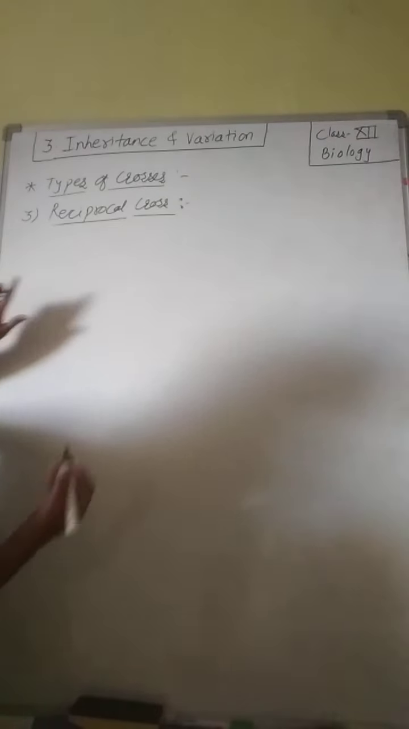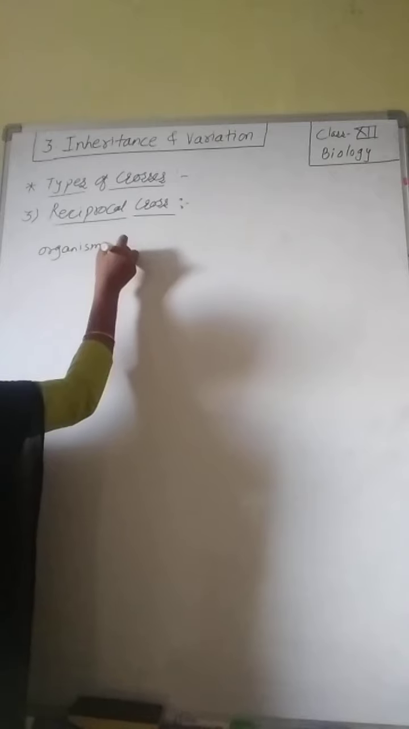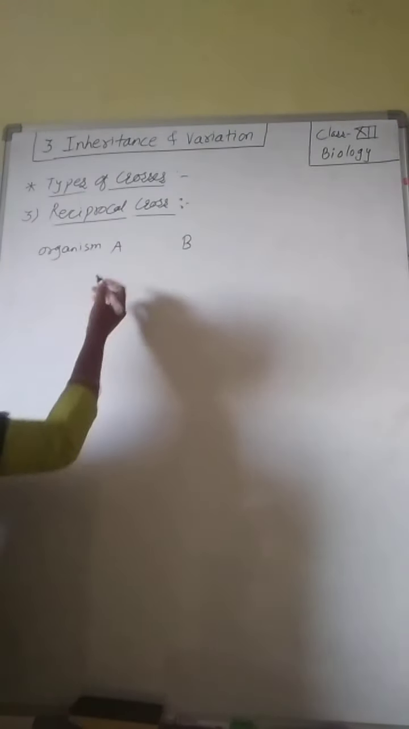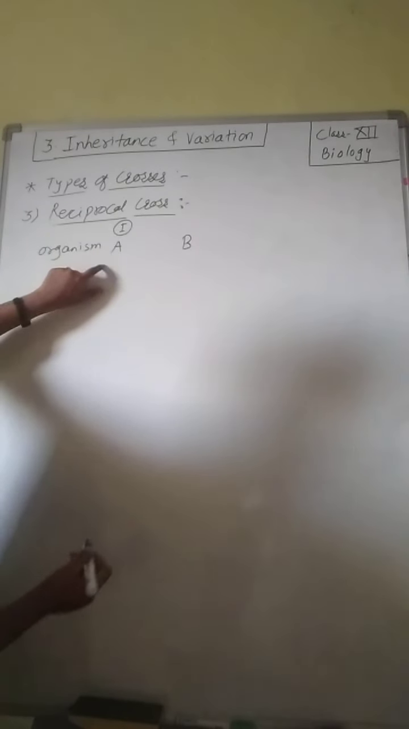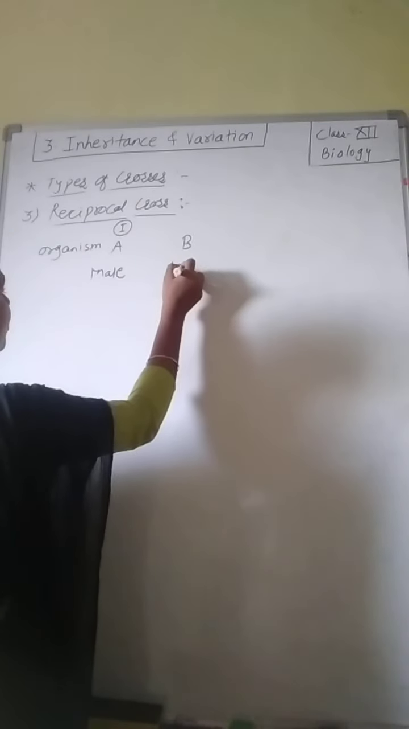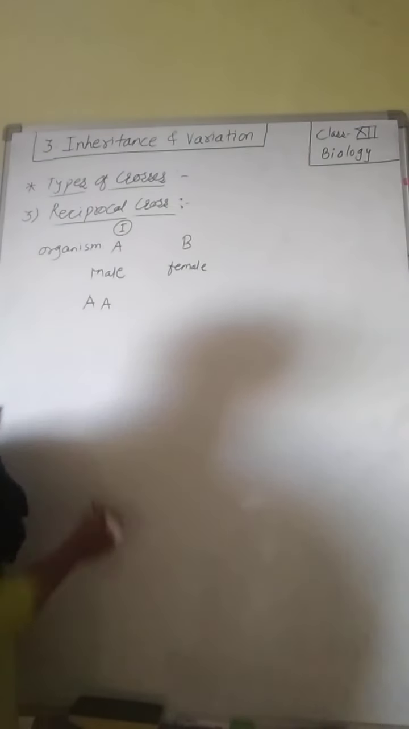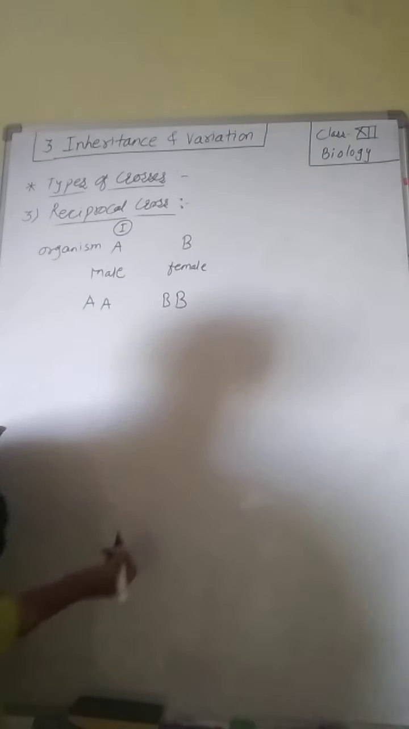Suppose there is organism A and organism B. This is the first case. In this first case, organism A is working as a male and here it is female. A has capital A gametes, and B has capital B gametes.